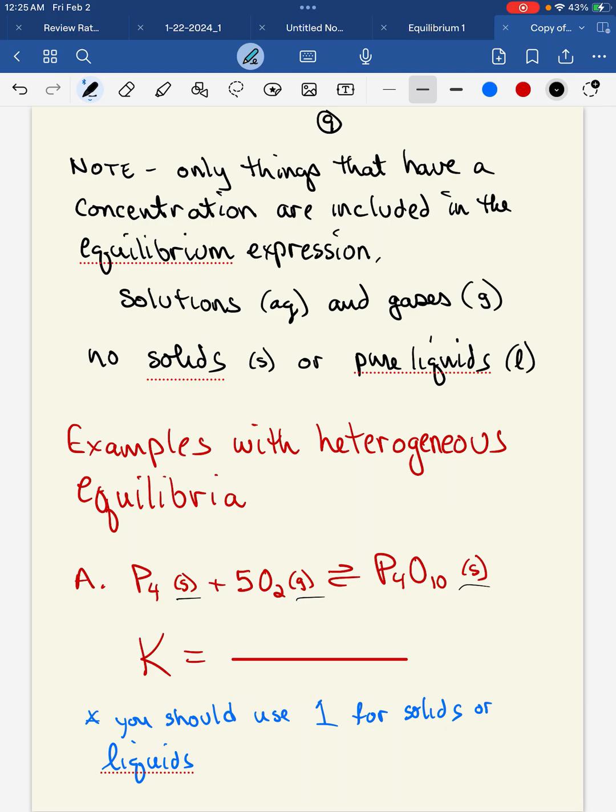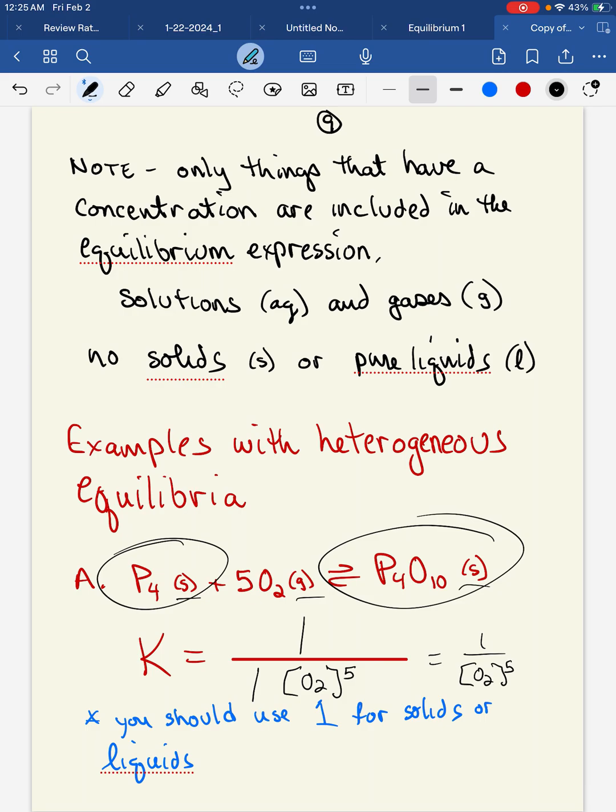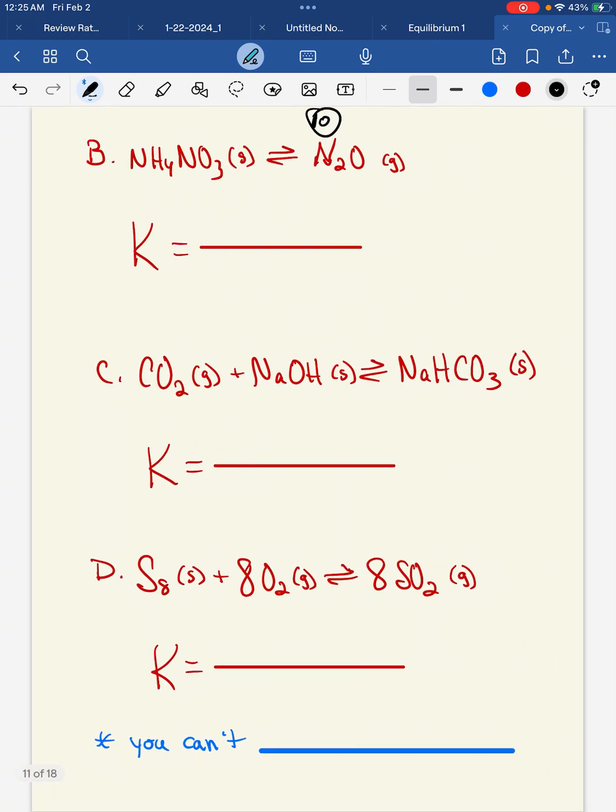Your best bet would be to throw in a number 1 wherever there's a solid or a liquid. So the products here, P4O10 is a solid, so I'm going to put a 1 on top. P4 is a solid, so I'm putting a 1 on the bottom. And then my O2 is a gas, so I'll put that. And you could just say 1 over O2 to the 5th, because we're not including solids in our expression. We can't just leave it blank on top because it has to be in the denominator, the O2. There's one, that first one, that looks like a gas, but that's a solid.